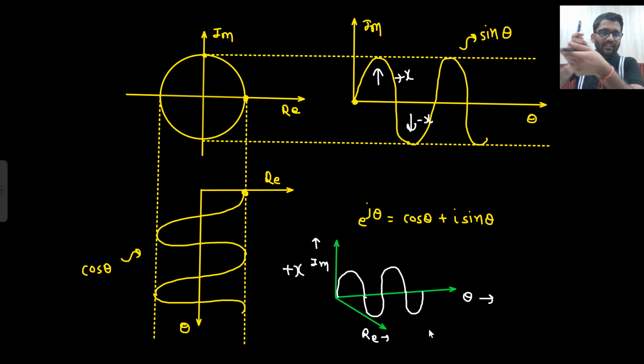This was your imaginary, this was your theta, right? This was your imaginary, this was your theta, and the sinusoid is running here. It is not in the plane of real. It is in the plane of imaginary and theta. Is that clear to you?